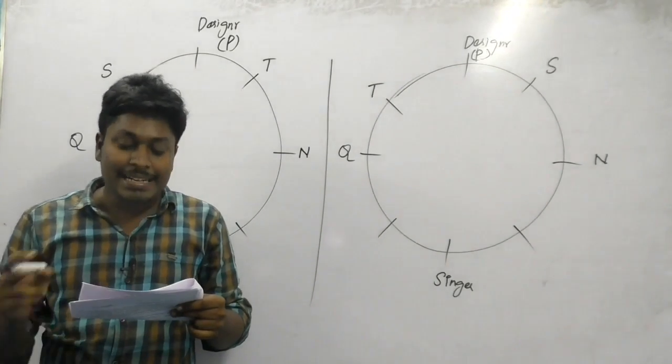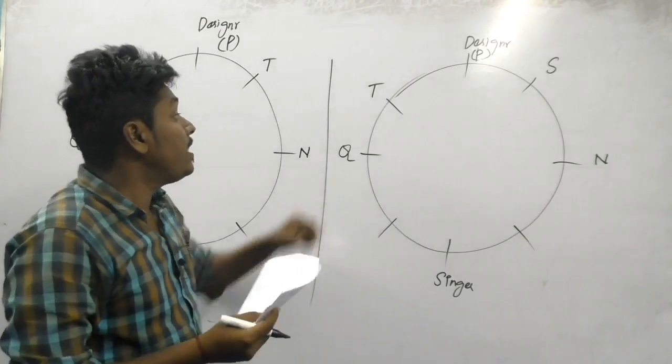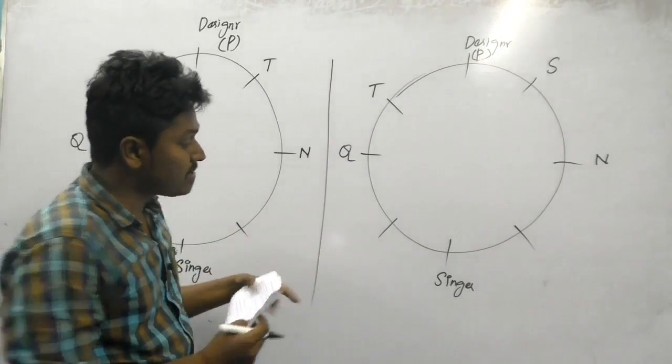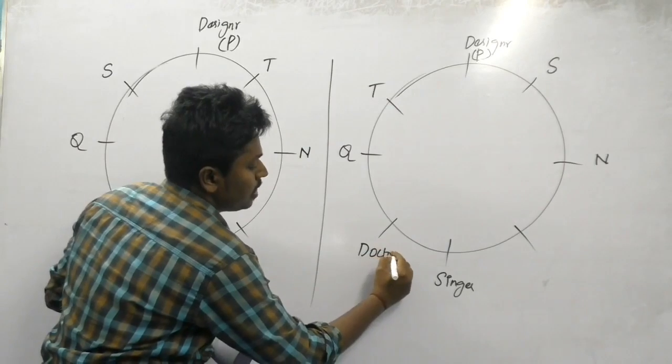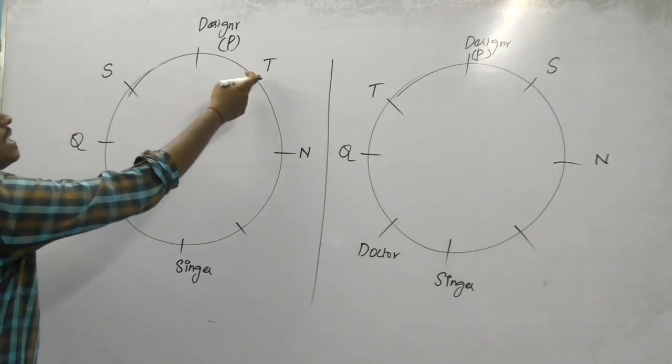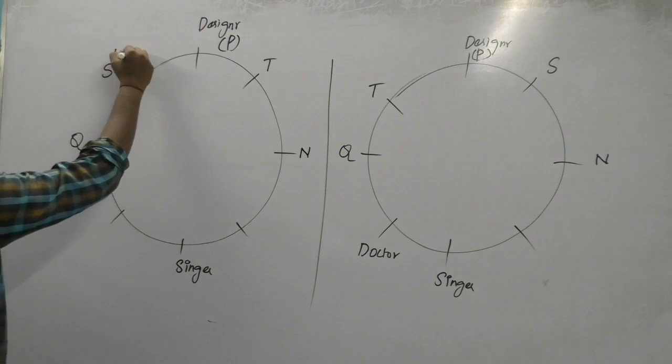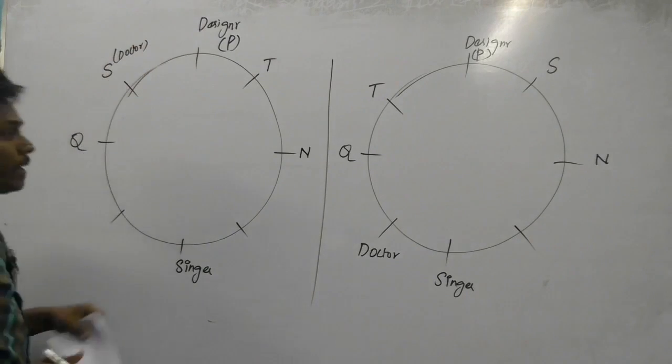T's right hand side, at the second place, the doctor is sitting. If T is here, he is facing center, so T's right hand side will be this side. Second place doctor, so this place is for the doctor. And similarly T is here, so T's left hand side will be this side, right hand side will be this side, first and second. So S will be doctor. Okay.